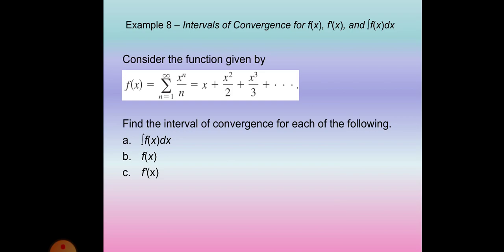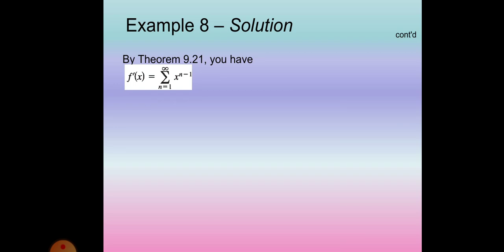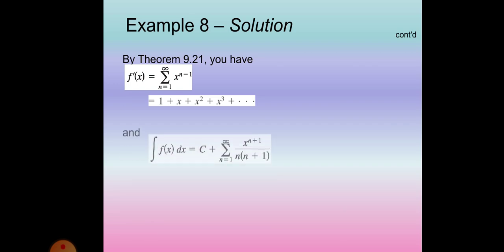So we have the integral of f of x dx, and f prime of x. By Theorem 9.21, you have f prime of x equal to the summation of x raised to n minus 1 as n is equal to 1 approaches infinity. So we have 1 plus x plus x squared plus x cubed, and so on.